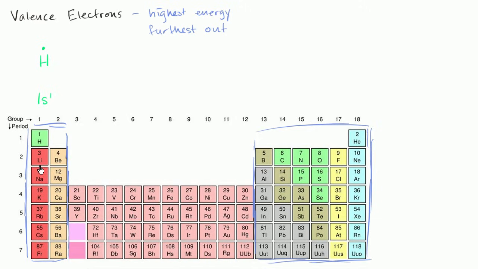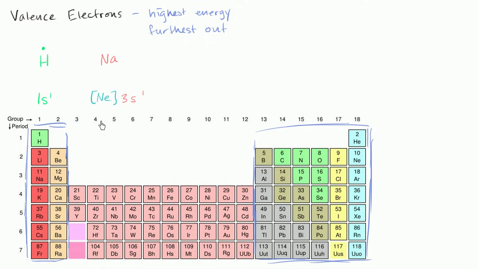Now, what about other group 1 elements? Let's say sodium. What's its electron configuration? Well, I'll use a shorthand where we say its base configuration is the same as neon. Neon is 1s2, 2s2, 2p6. That's what this represents. And then to get to sodium, you would then have 3s1. So how many valence electrons does sodium have?